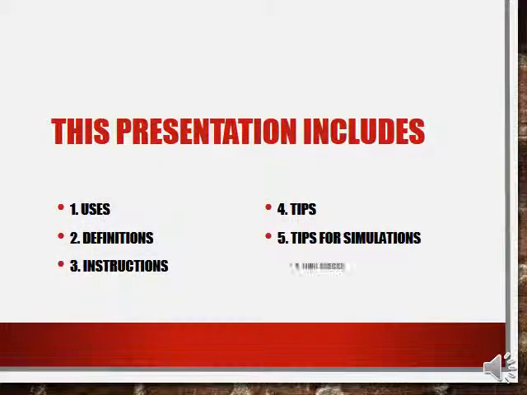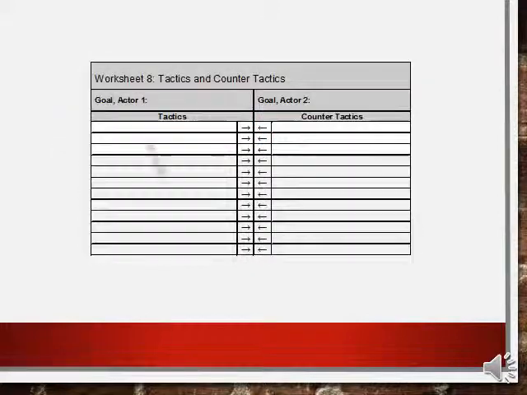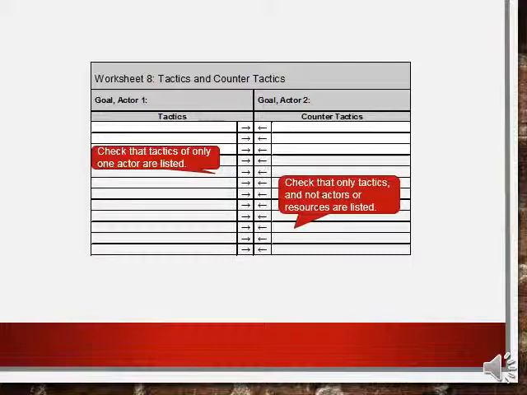In section 6 of this presentation, we'll look at final checks to make when you've completed the worksheet. For Worksheet 8, there are 2 checks. First, check that tactics of only 1 actor are listed per column. And second, check that only tactics and not actors or resources are listed.